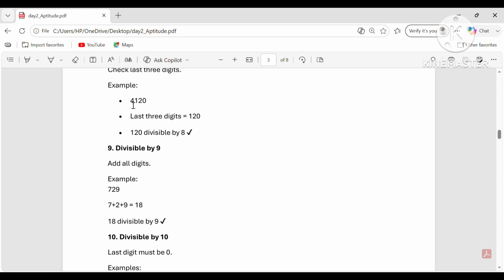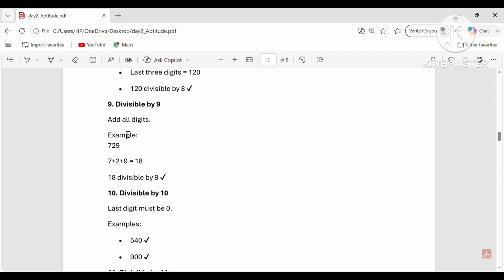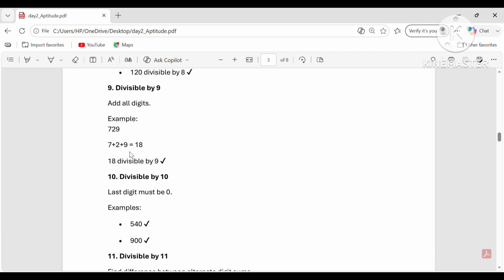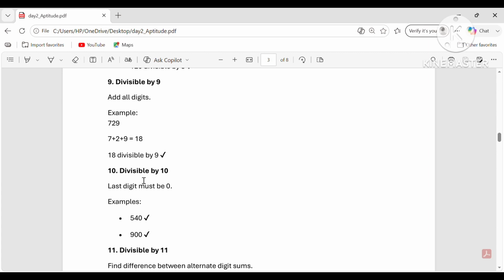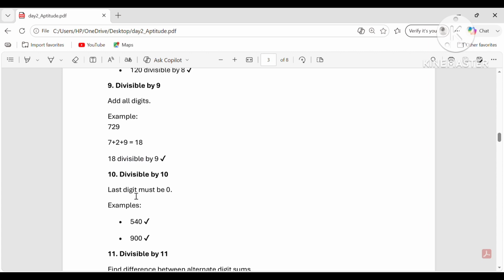And coming to divisible by 8, check last 3 digits. For example, 4120. The last 3 digits are 120. So we need to check if 120 is divisible by 8. It will be easy to check rather than the whole number.